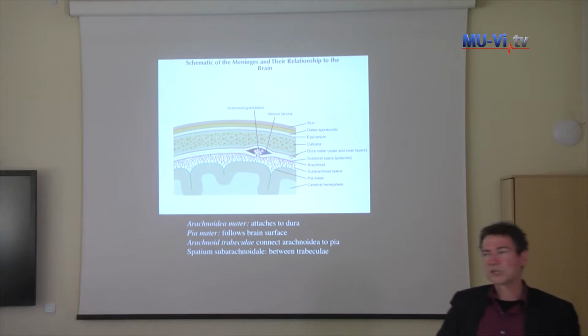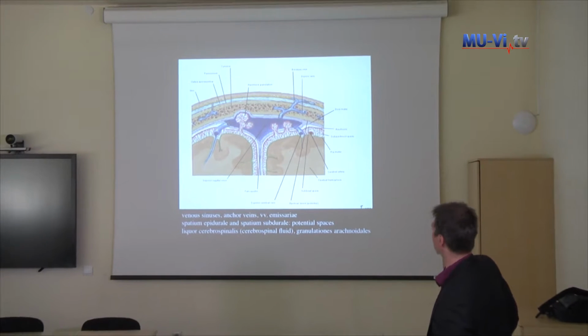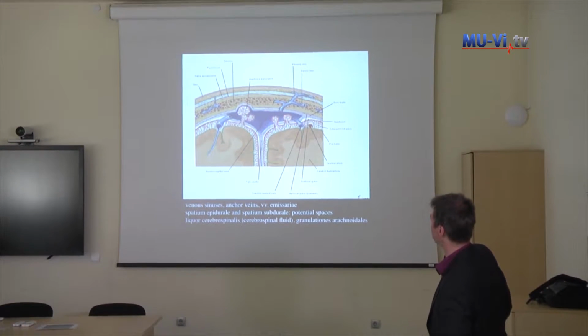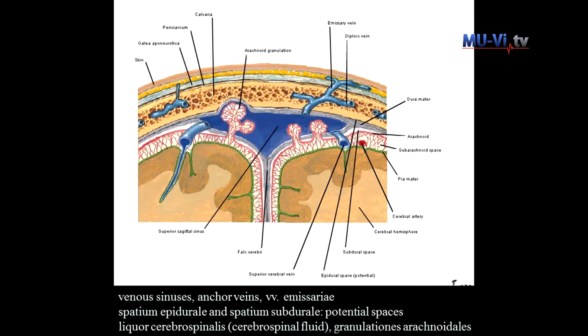Next slide, next drawing is similar, but we see more details. So the first thing we see is that there are places where the double-layered dura mater divides. It just does like this. It divides, and then we have an intradural compartment. And this intradural compartment is lined with endothelium. There are no smooth muscle cells, only endothelium.